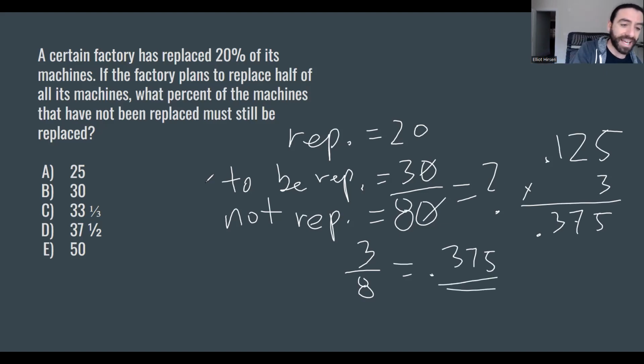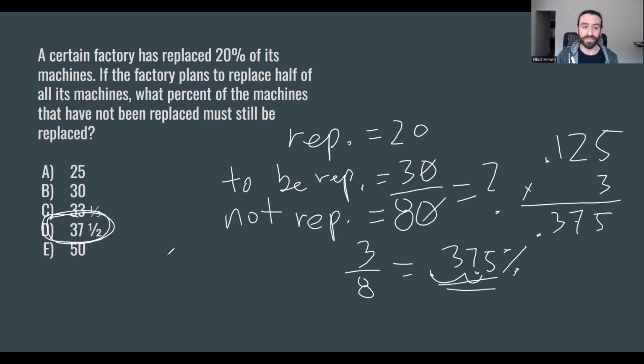And 37.5%. Once we convert back, we know we go from decimals to percents by multiplying by 100 or moving that decimal place 2 spots to the right. So this is 37.5%. And answer choice D is correct.